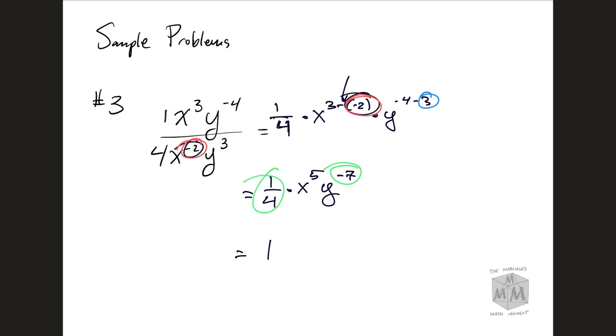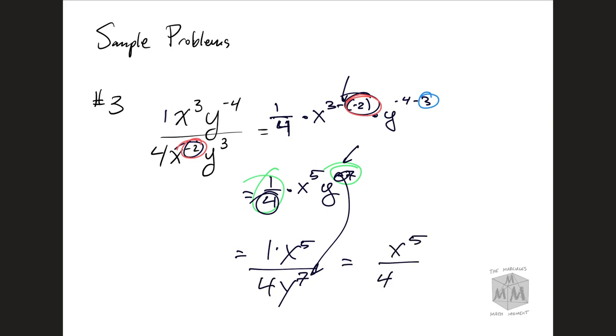So I have 1 over 4, x to the 5th. This negative exponent means it's going to be in the denominator now, and now the negative is gone. It did its job. It needed to move the y to the 7th to the denominator, and my 4 is in the denominator. So my final answer is x to the 5th over 4 times y to the 7th.